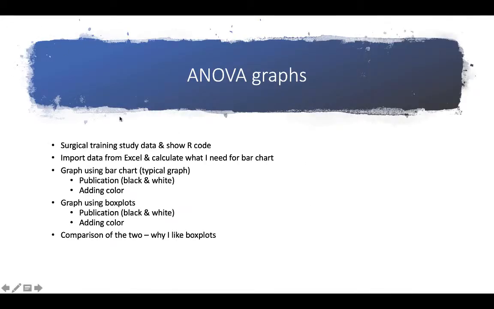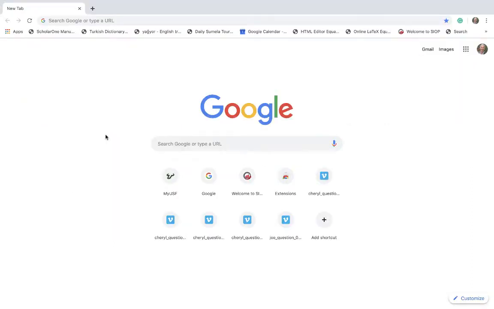Okay, so what I'm going to do is explain a study that I was involved in and show you the R code. I'll import data from that study into Excel, and then calculate what I need for the bar chart. I'm going to create a graph using a bar chart in ggplot, in black and white and then color. Then I'm going to graph the same thing using box plots, compare the two side by side, and try to convince you to use box plots instead of bar charts to do these kinds of graphs.